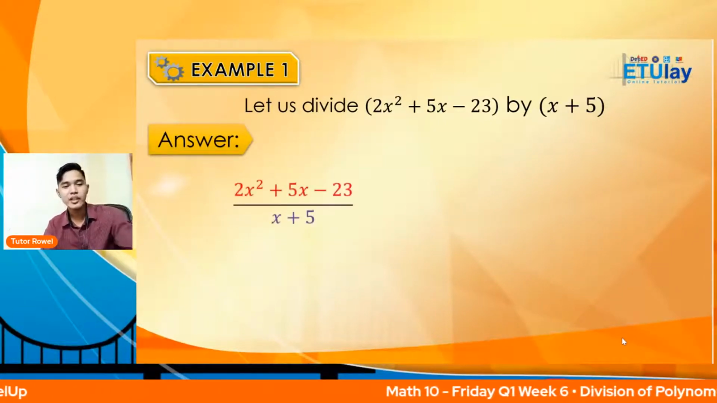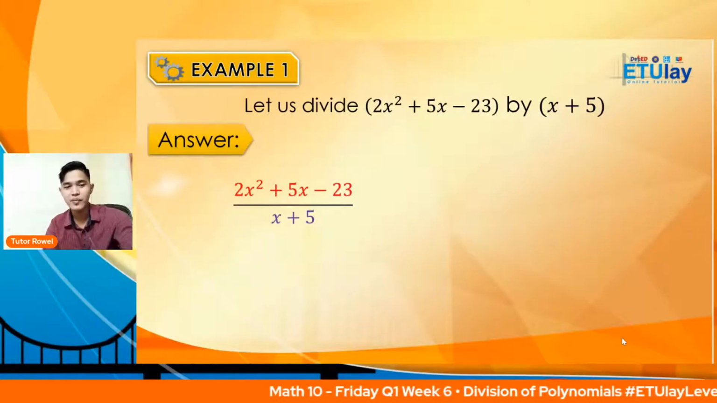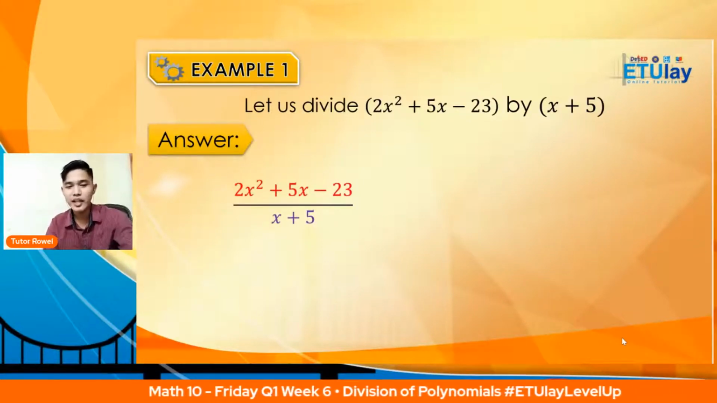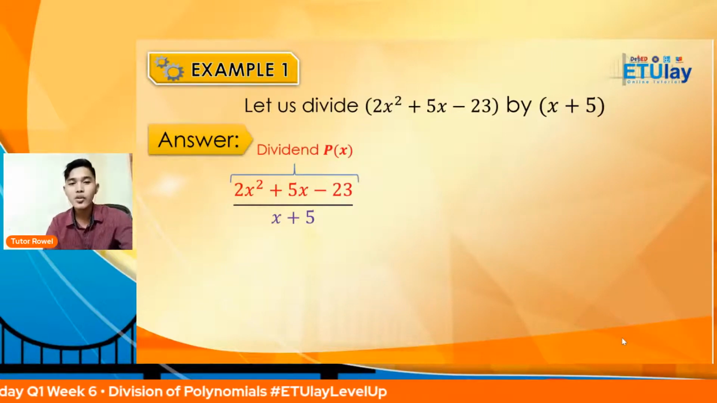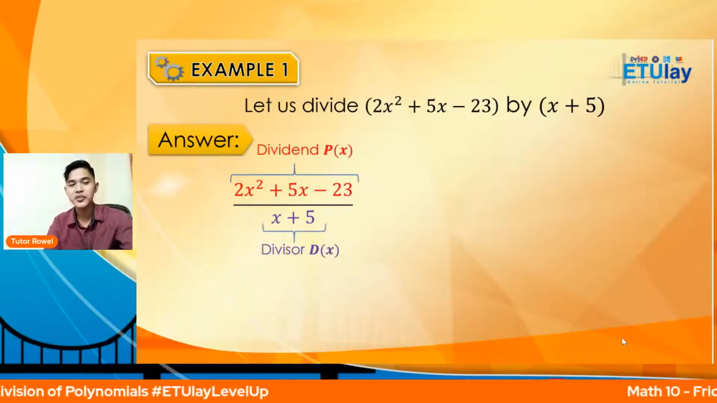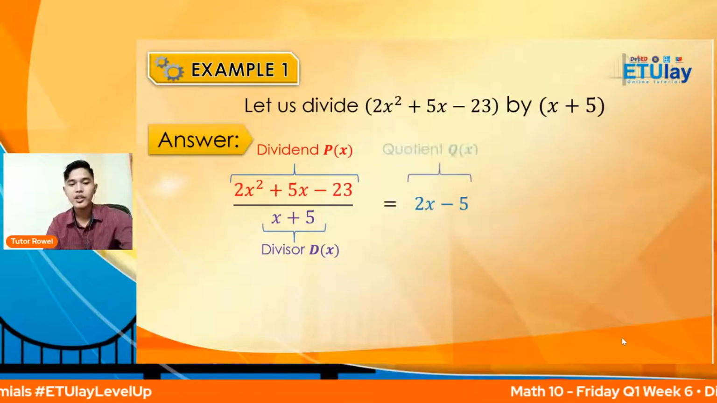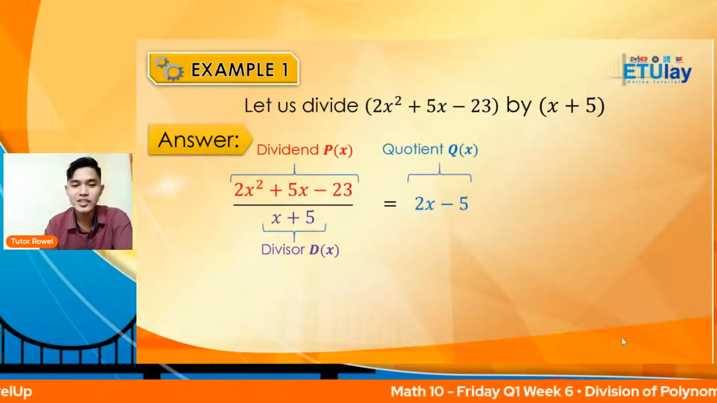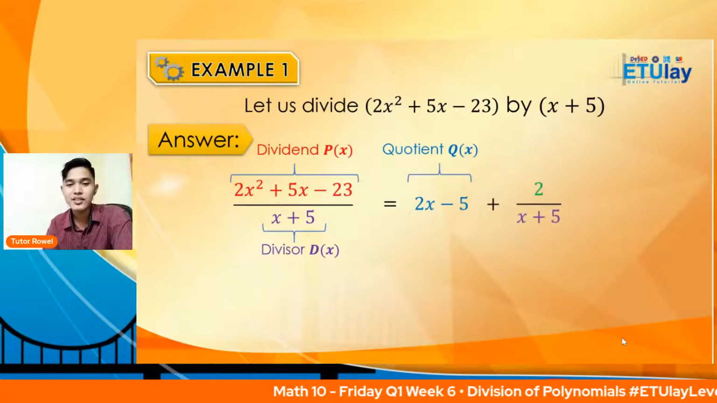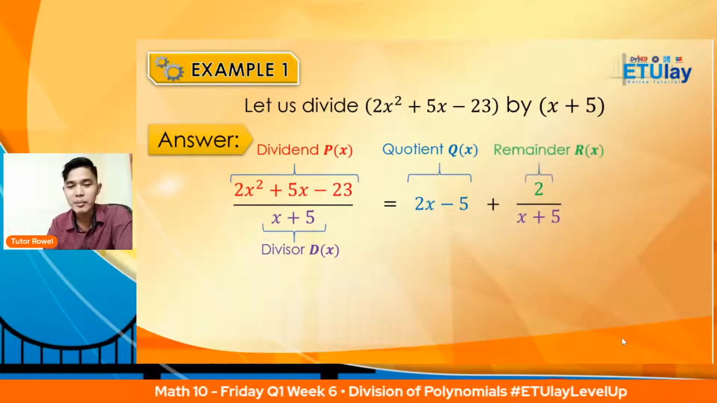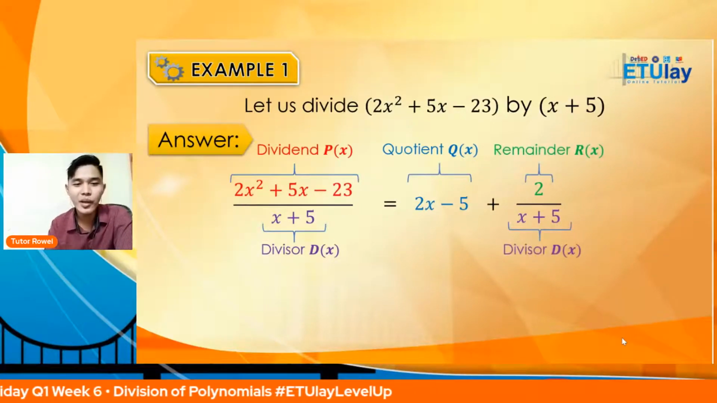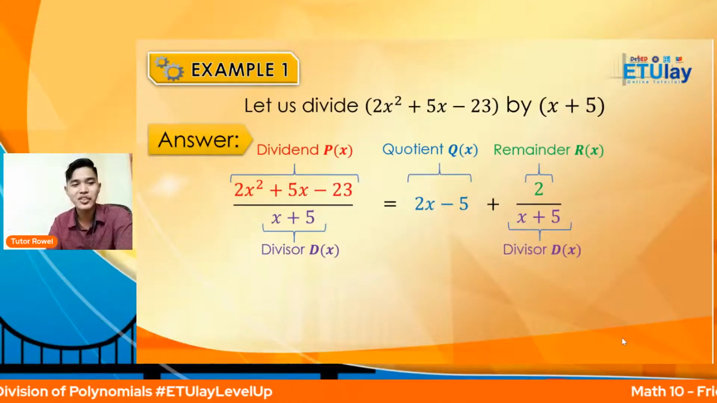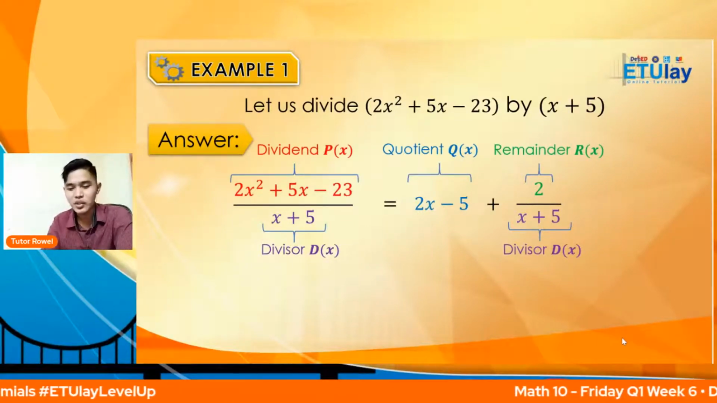Okay. Now, it can also be presented this way. So, we have the dividend, yung naka-red, 2x squared plus 5x minus 23 over the divisor, which is x plus 5. Now, yung 2x minus 5, that is the quotient, plus 2, which is the remainder, over x plus 5 na divisor. Para yung ginawa natin kanina, dun sa mga numbers lang po. Ito yung presentation ng solution.